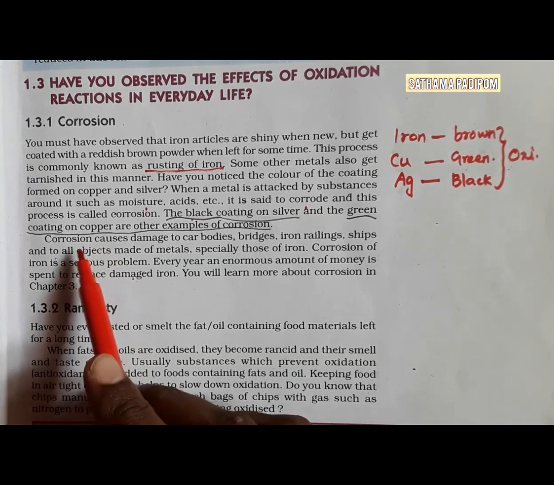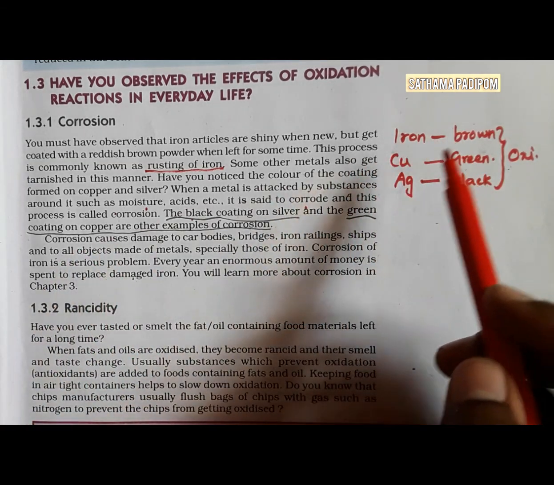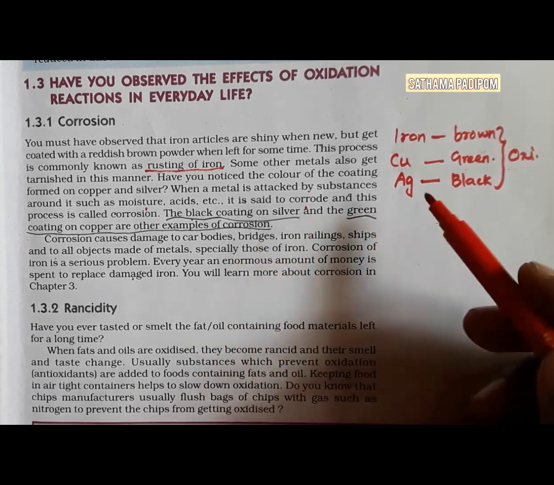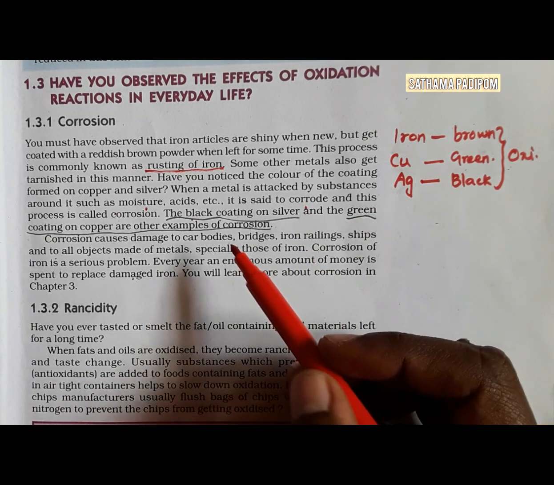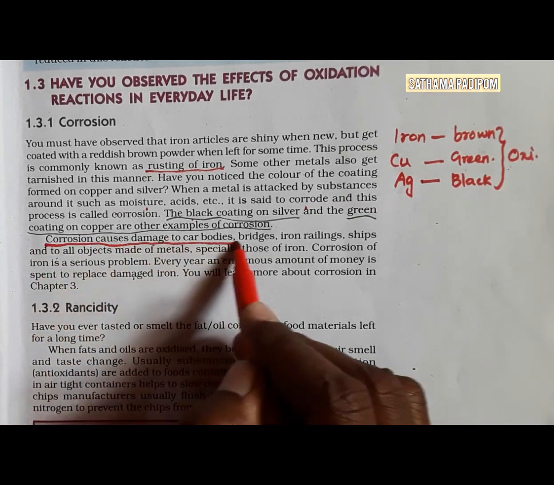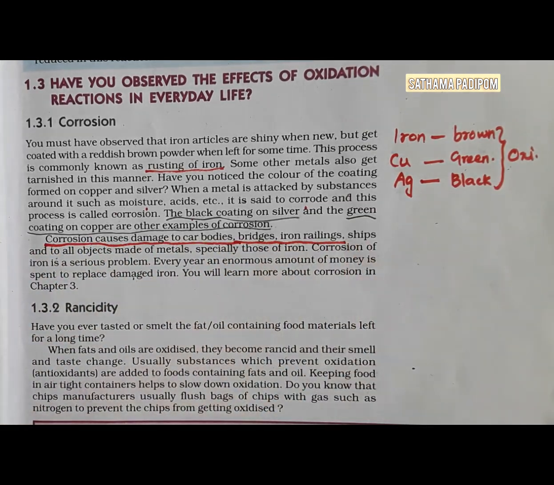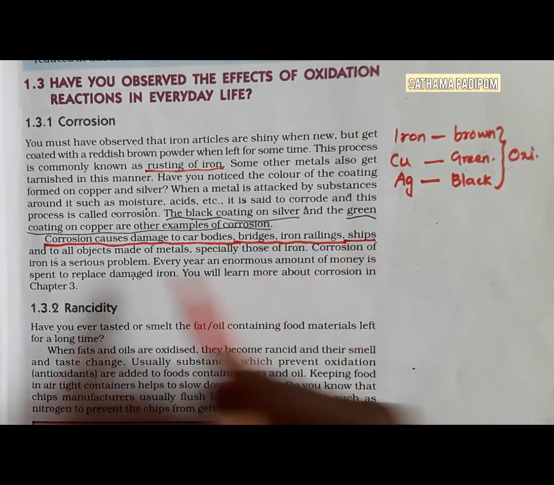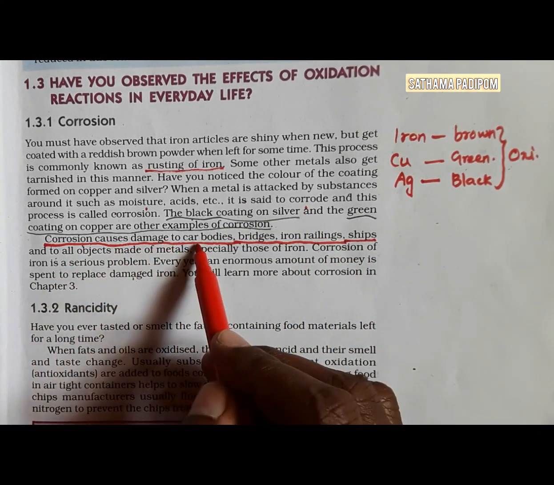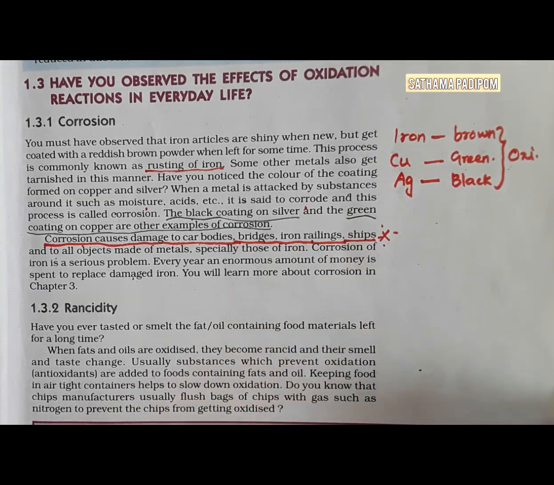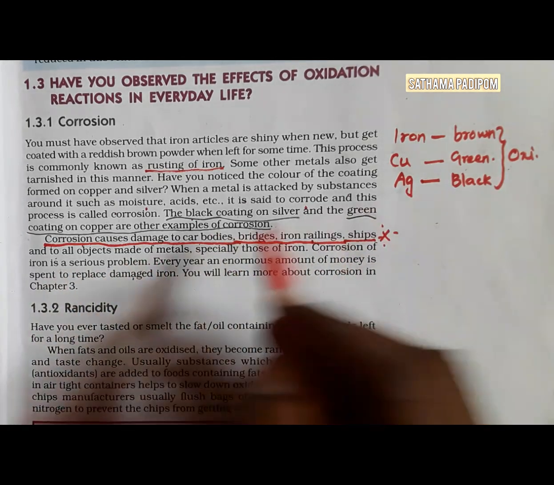Okay, next, what will happen if we don't take care of these corroded materials? It will cause damage. Look at this example. Corrosion causes damage to car bodies, bridges, iron railings. That is why they do maintenance. And here, ships. Corrosion causes damage to car bodies, bridges, iron railings, ships, and to all objects of metals.